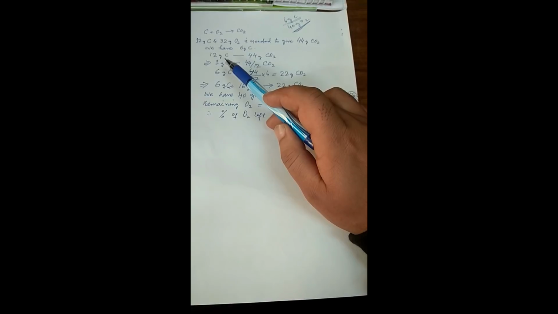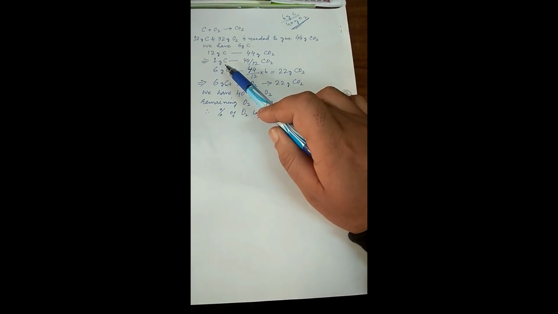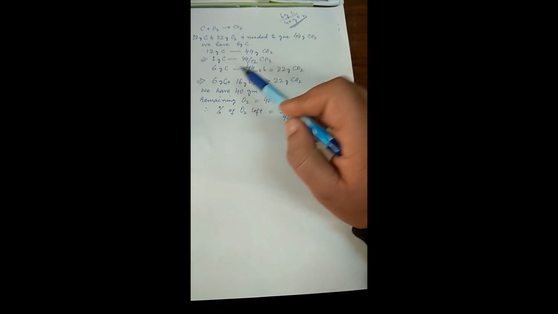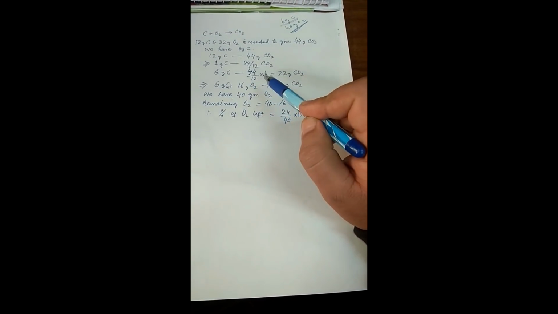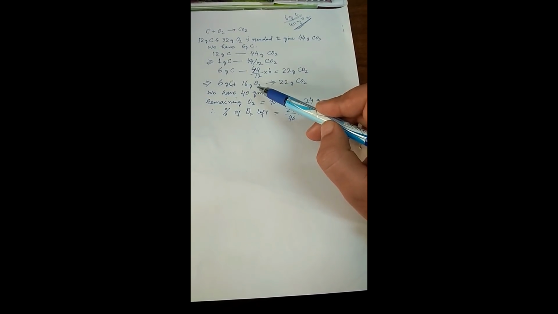As we have 6 gram of carbon, 12 gram of carbon gives us 44 grams of carbon dioxide. This means that 1 gram of carbon will give us 44 by 12 grams of carbon dioxide. So 6 grams of carbon will give us 44 by 12 into 6, that is 22 grams of carbon dioxide. So 6 grams of carbon will take 16 grams of oxygen, then only it will become 22 grams of carbon dioxide.